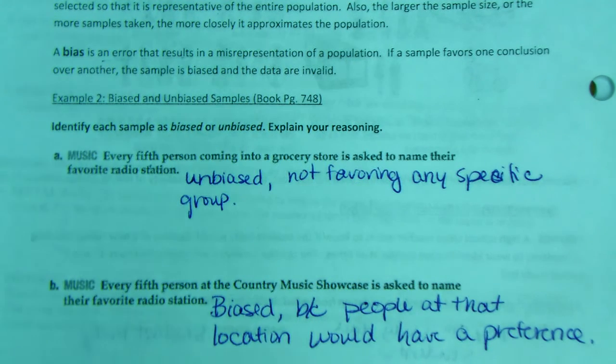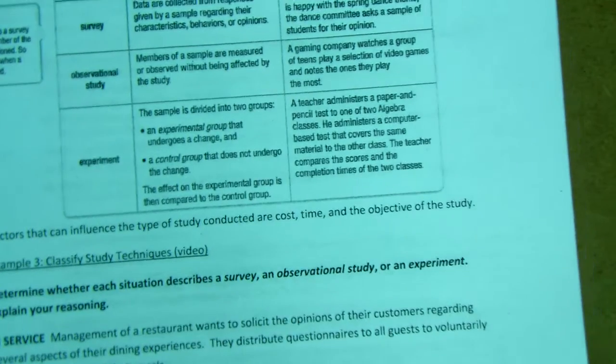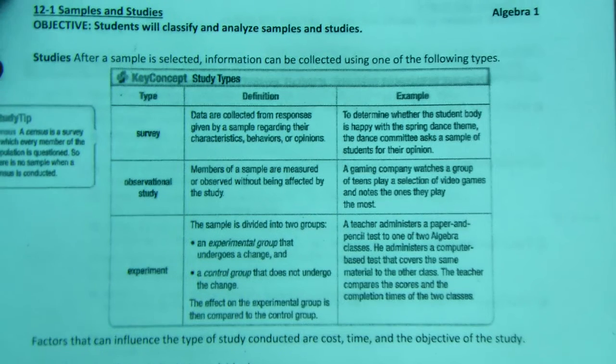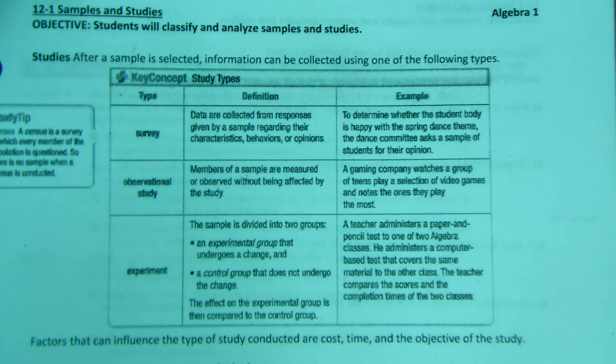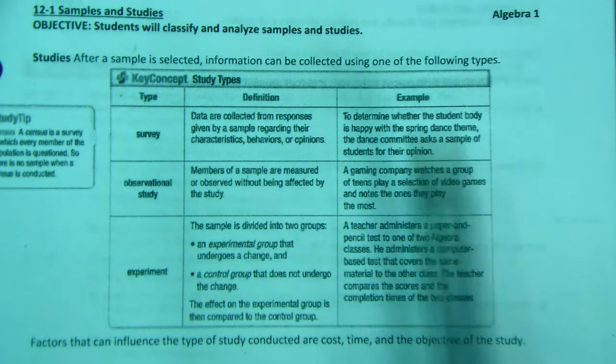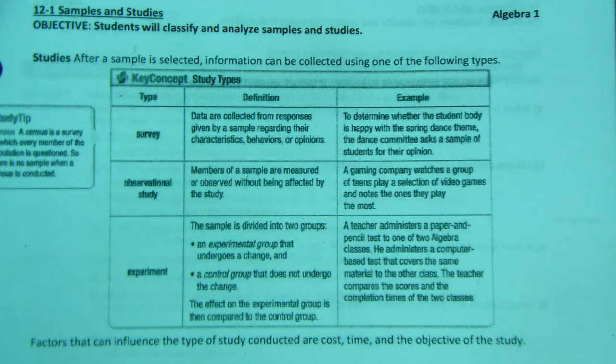Okay? So take a look at the next page. There are 3 types of studies that you can use that they do. They select information. So you can do it with a survey. So basically, you're given samples, you get responses. Maybe you're taking responses of characteristics, behaviors, opinions, but it is responses given by a sample. Okay, here's an example. To determine whether the student body is happy with the spring dance theme, they asked the sample for their opinion. Okay, that's a survey.